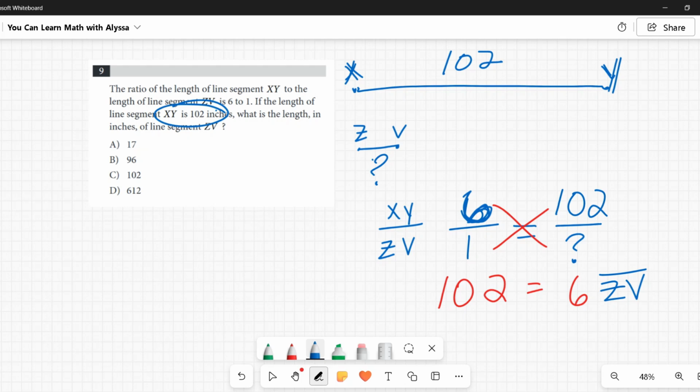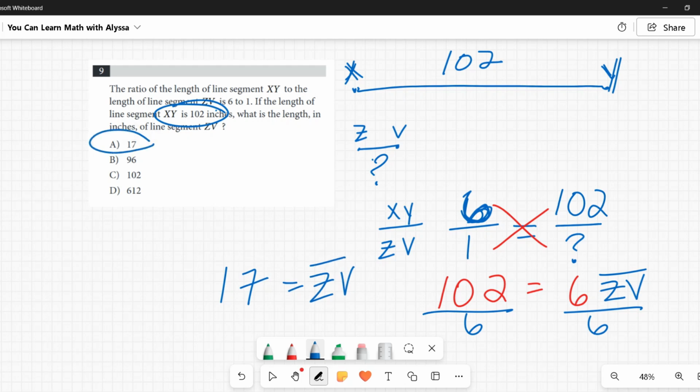So to solve for the length of ZV, it's being multiplied by 6, so I'm going to divide both sides by 6 to undo that. And when you divide 102 by 6, you get 17. And so that is my length of ZV, and that is A.